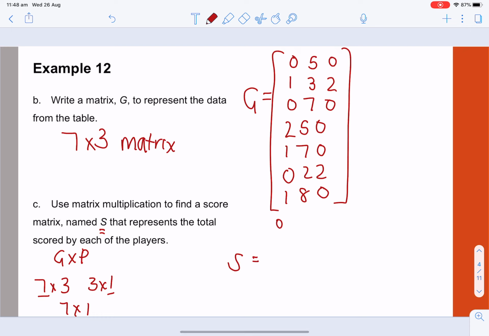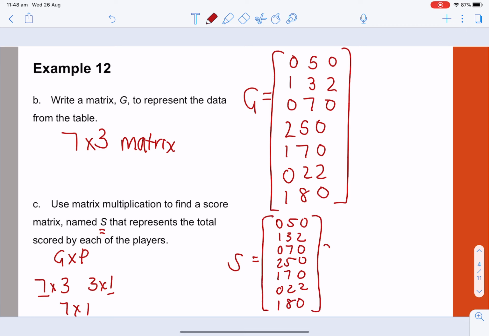So we've got 0, 5, 0, 1, 3, 2. I'm just going to jot this down again. 2, 5, 0 will be a little bit neater now. 2 and 1, 8, 0. Then I'm going to multiply that by 3, 2 and 1. I'm going to do the top one for you, but then I'm going to just summarise the rest of them because the answers are on page 41, also on my PowerPoints. So 3 times 0 plus 2 times 5 plus 0 times 1 equals 10.